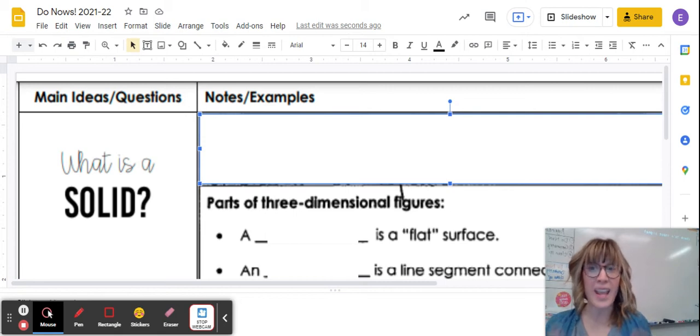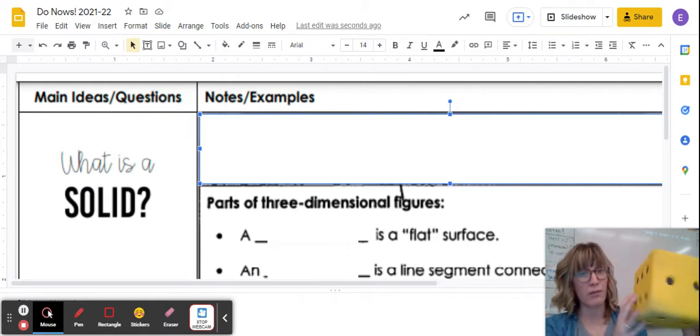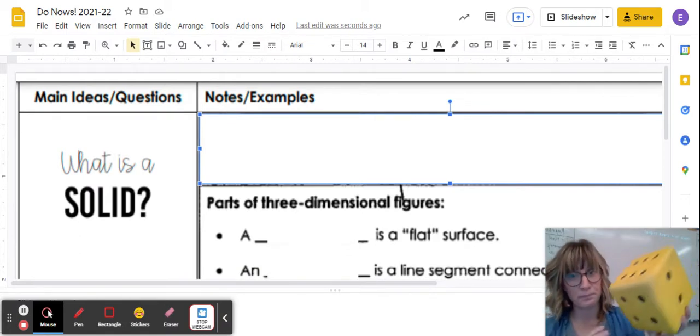Hey guys, we're thinking about a solid, right? So we're going from a two-dimensional figure, something like on a coordinate plane, you might draw a parallelogram, where it has a base and it has a height. It's two dimensions. And when we have something that is solid, like maybe we have this big die, right?